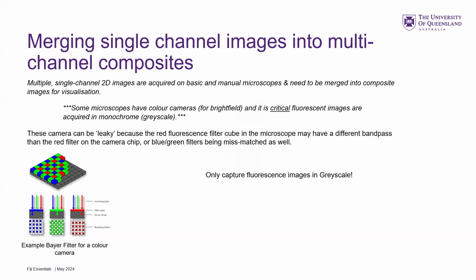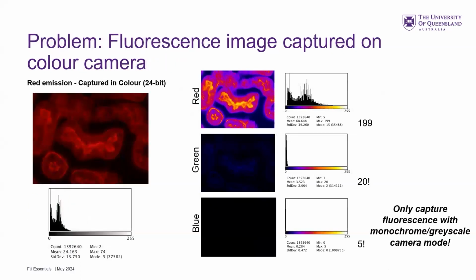So basically, the way a color camera works is it's a normal camera with a filter on top where you have red and green and blue filters. Now those filters don't always overlap with your RFP filter on your microscope. And so you might end up with some of your data in the red image being in the wrong channel because it would be picked up, or these alternate colored filters won't block it. So you should always capture in grayscale.